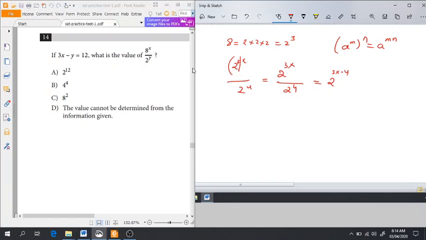I'm following this identity here: a to the power m over a to the power n can be written as a to the power m minus n. So this is the rule I'm following here. And now directly substitute the value of 3x minus y. It's given as 12. So 2 to the power 12 is the right answer. So the answer to this question is A.